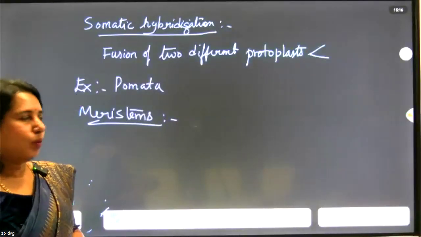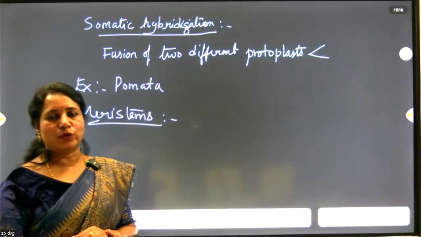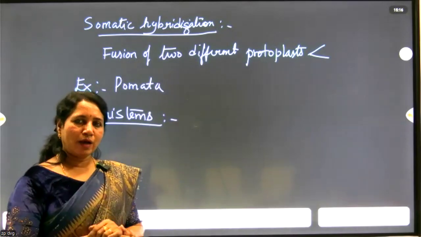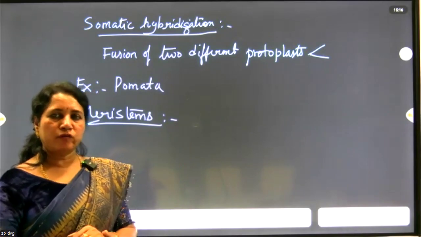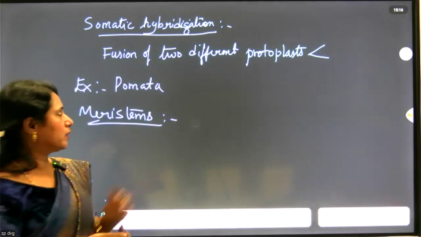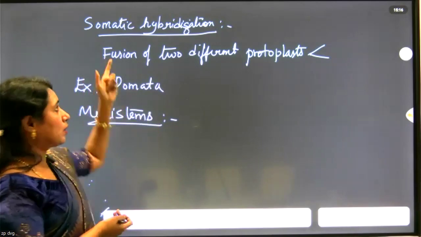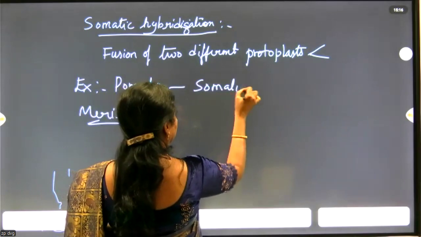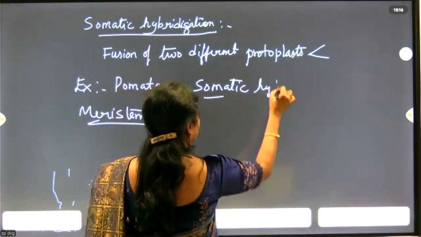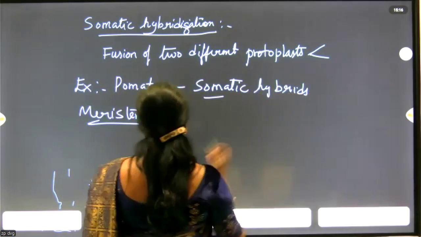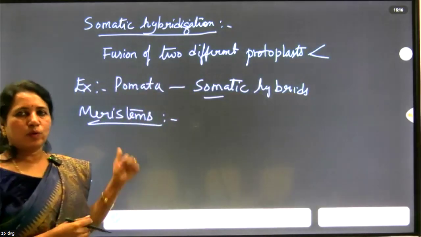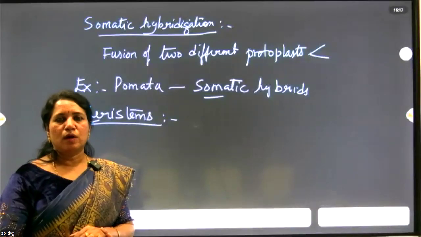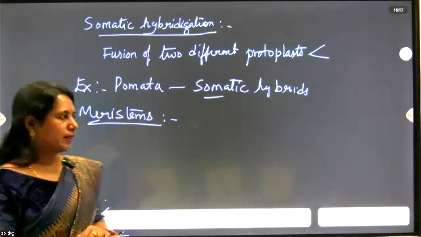So now you know the importance of tissue culture. One is you can produce a large number of plants in a short period of time through micropropagation. Another, you can produce somaclones and somatic hybrids. You can also produce virus-free plants. So this is the use of the tissue culture technique.